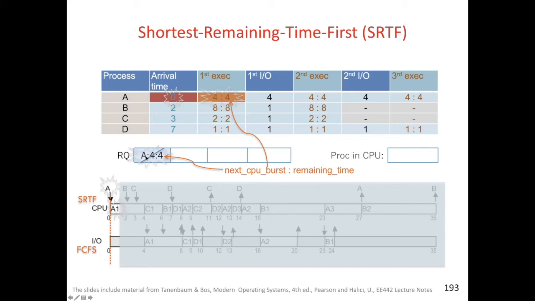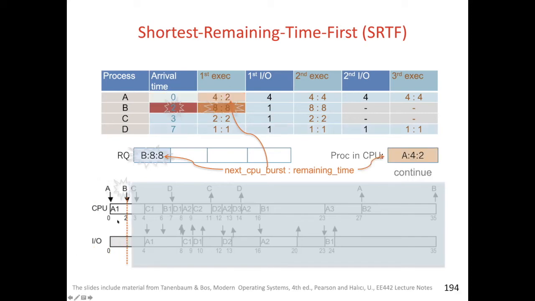Here it is shown that this is process A, this is the next CPU burst, and this is the remaining time for the next CPU burst. As the process is executing, the next time it enters the ready queue, the remaining time will be updated. Because there is no other process in the ready queue, it is chosen for execution. This is the first execution of process A.